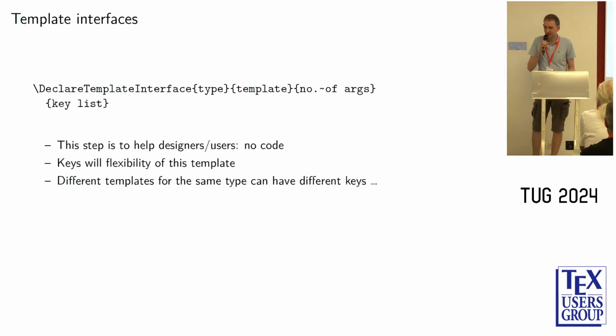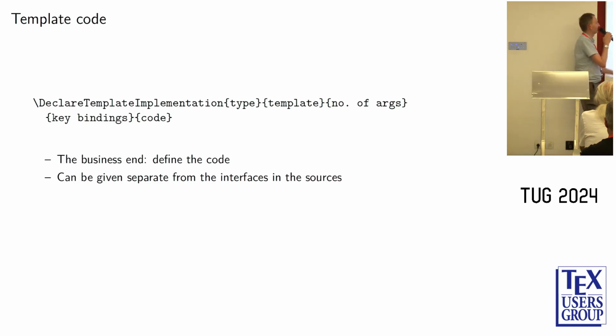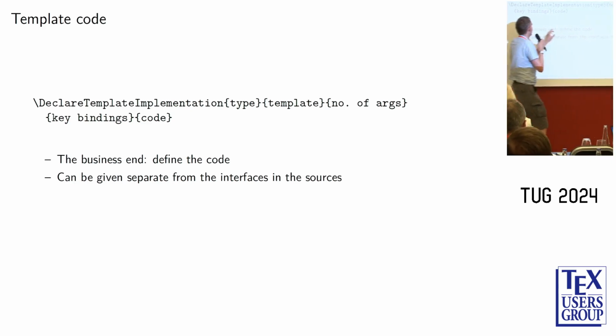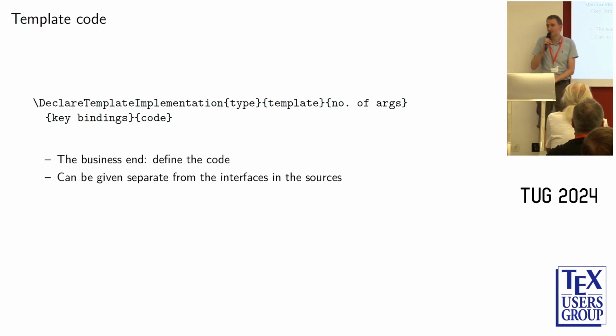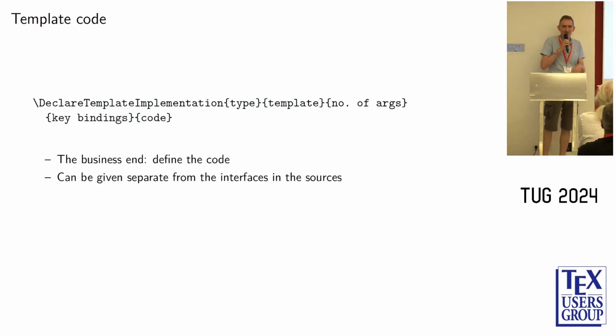Then we have to do some implementation. So, another very snappily named command. Declare template implementation. Again, we've got the type, we've got the template name that we've just created, number of arguments, which always pops up, and then we're going to have key bindings. In other words, these keys I've talked about, how are they actually saved? It's all very well and good me saying I've got font size, but what does that actually do in my implementation? So I'm going to take the key name, and I'm going to point it at a variable that I'm going to save that information in.